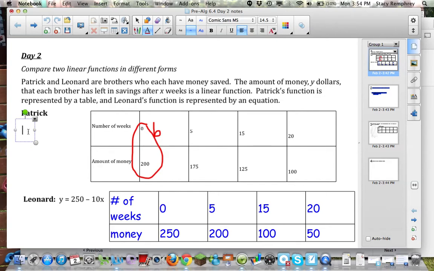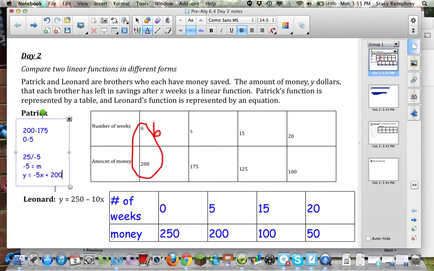So to find your slope, you would do change in y, so 200 minus 175. I'm just picking 2 points. And that's going to be over 0 minus 5. So 200 minus 175 over 0 minus 5. And that's going to give me, let's see, 25 over negative 5, which equals negative 5. That's my slope. So this keeps doing this to me today. My equation for Patrick would be y equals, I found my slope, negative 5x plus 200. And the 200 again is from right here.